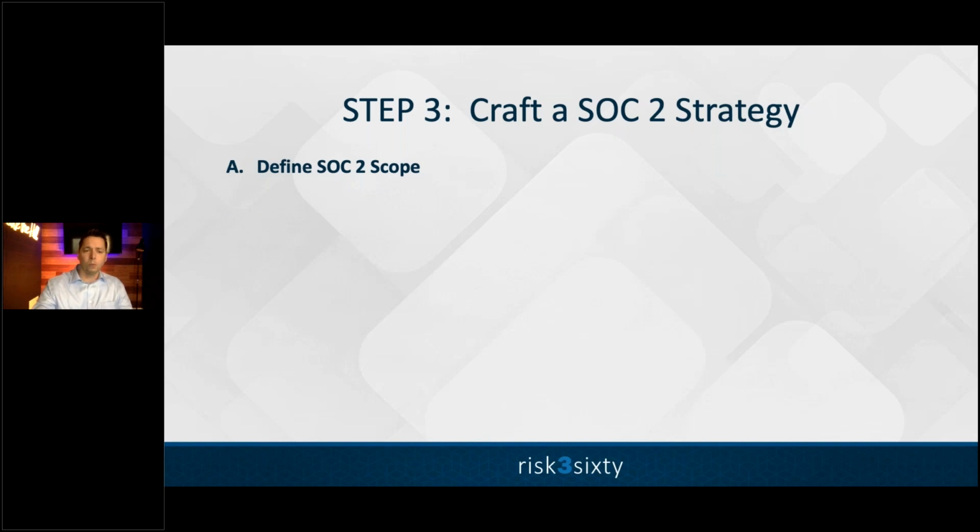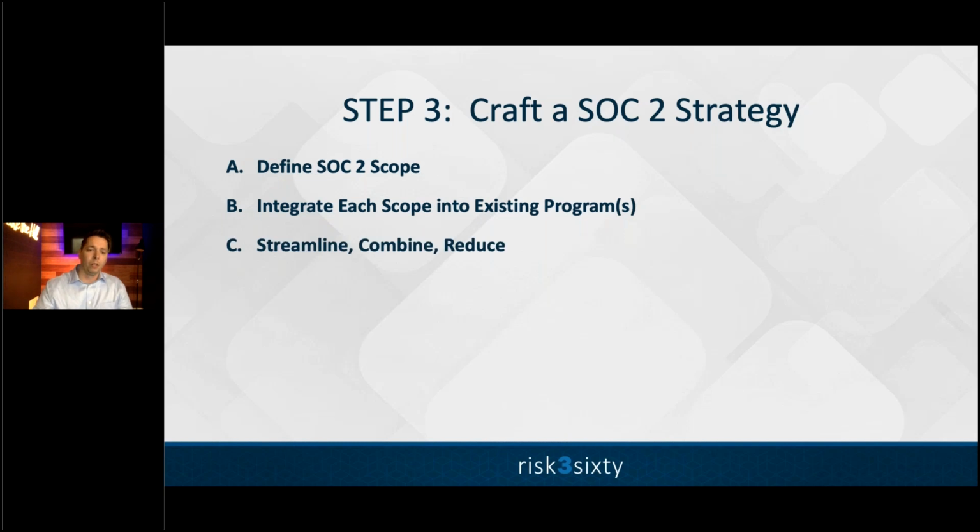So first is defining SOC 2 scope, and there's a few unique approaches that companies can take with this that I think is helpful to understand. So we'll talk about that. And then once you have a scope, how do you integrate that scope into an existing program or programs? We'll talk about different ways to think about that. Then we'll talk about streamlining, combining, and reducing ultimately the number of audits, the number of controls, and the number of evidence requests. And then lastly, we'll talk a little bit about automation and opportunities for that to reduce some of the efforts involved.